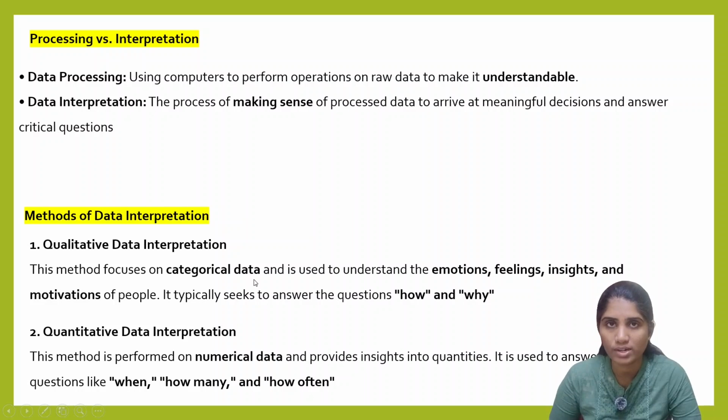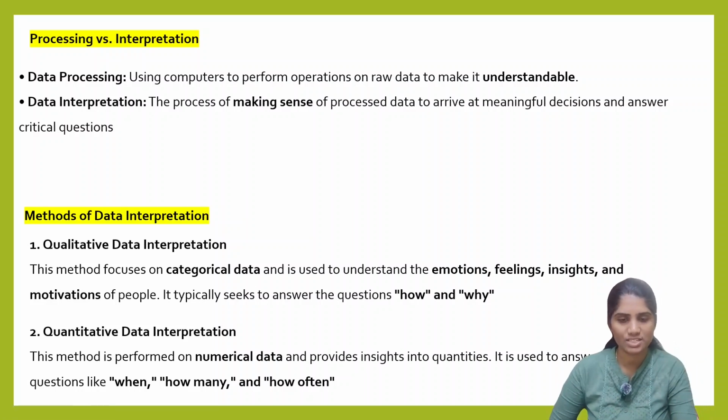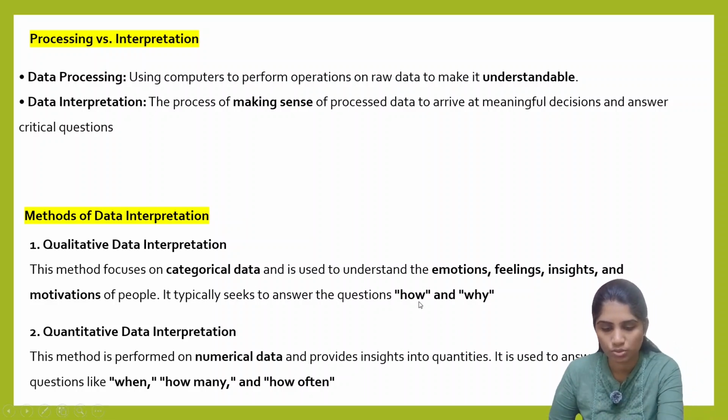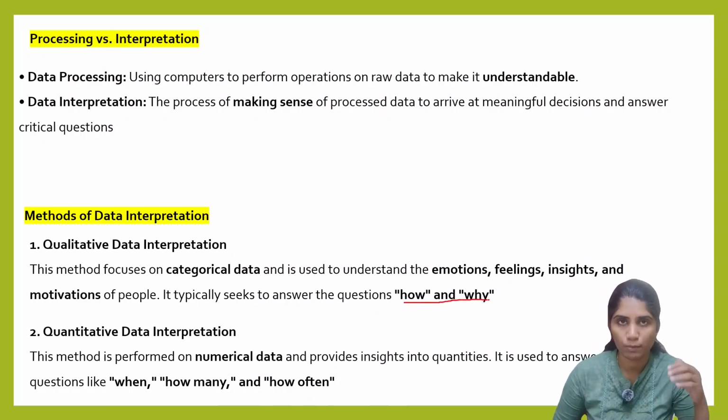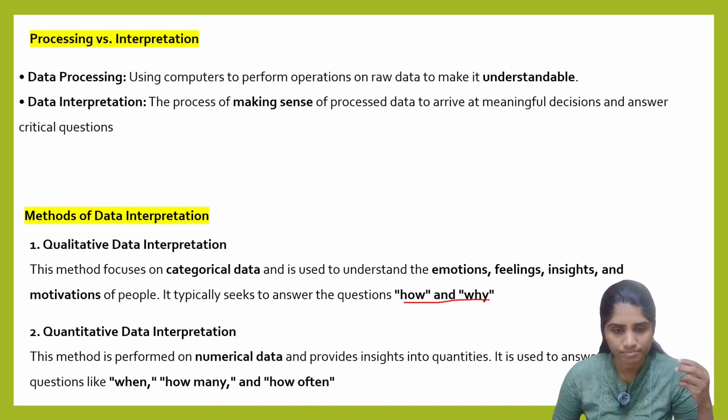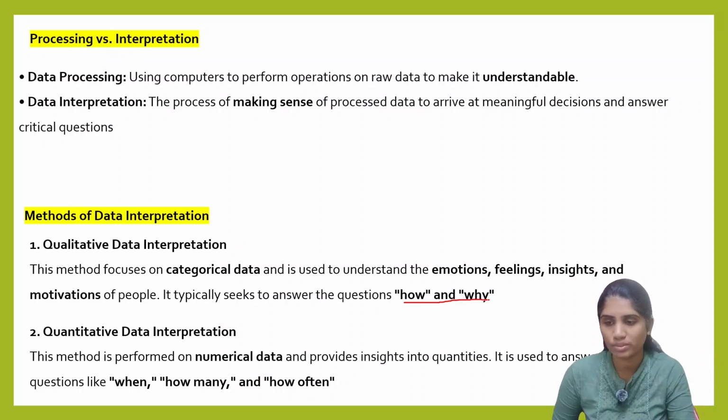So what is categorical value? In order to understand that, just remember these two words: how and why. So how this happened and why this happened. We would come up with answers such as this happened because the input is like this. It can never be described in numbers, it can only be described in words. So that we call it qualitative data interpretation.